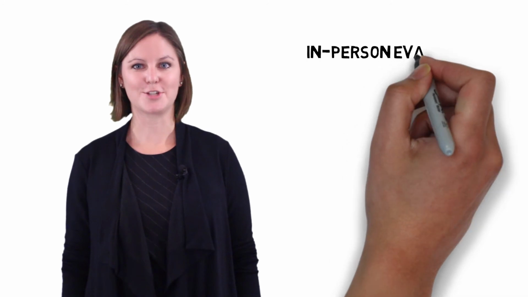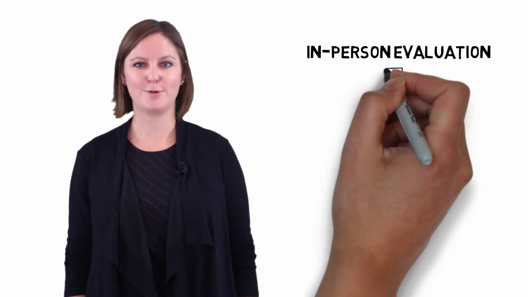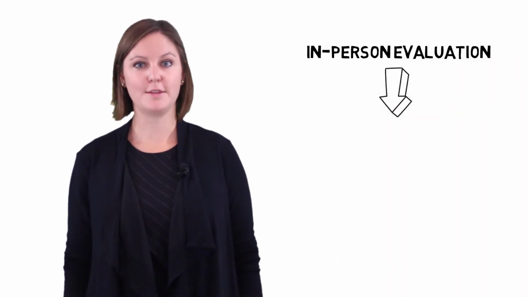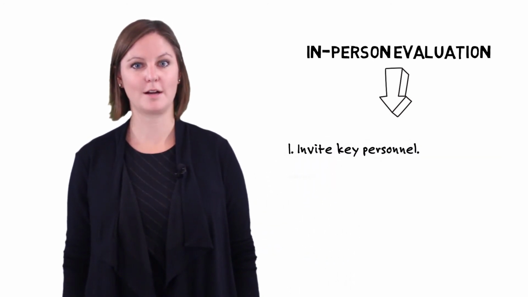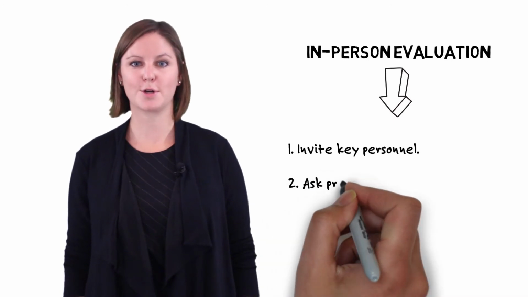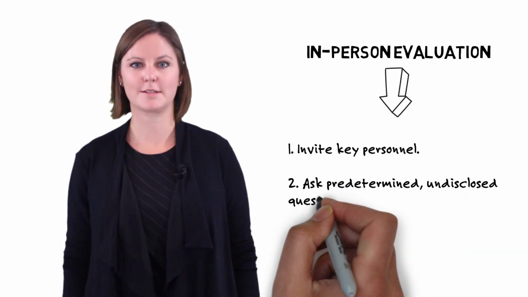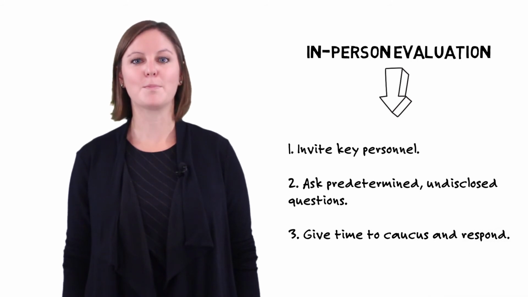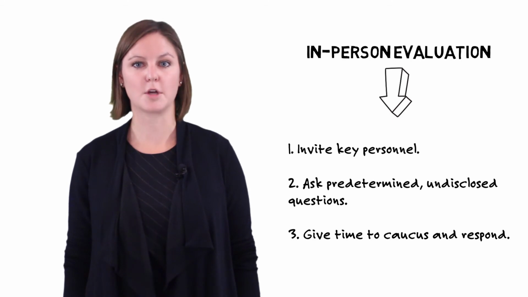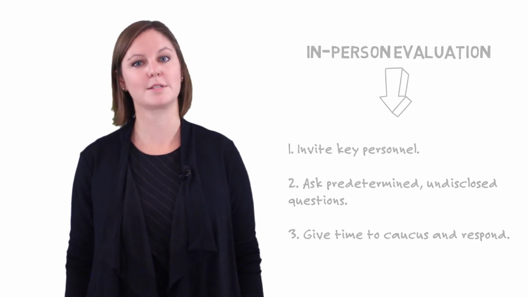Instead of oral presentations, use an in-person evaluation or interview. Invite the offeror to send its key technical personnel who will be assigned to your task order. Then, ask them a predetermined but undisclosed set of questions, and give them enough time to caucus and deliver their response. By doing this, the government can evaluate the applicable knowledge and problem-solving skills of the personnel proposed. Evaluators could also gain insight into how they would work together and interact.